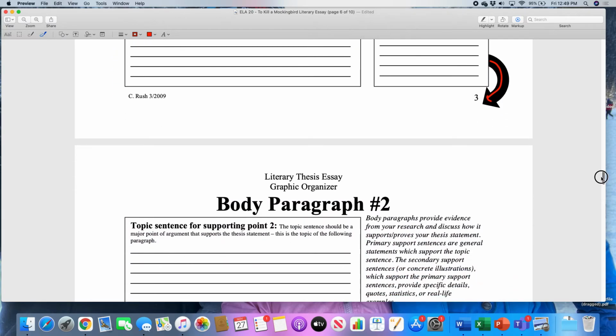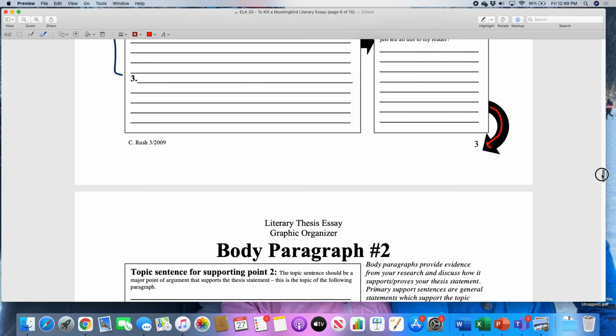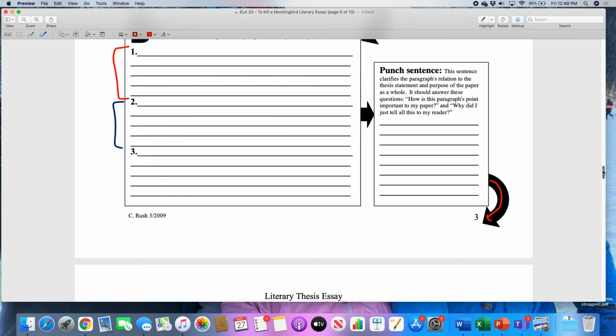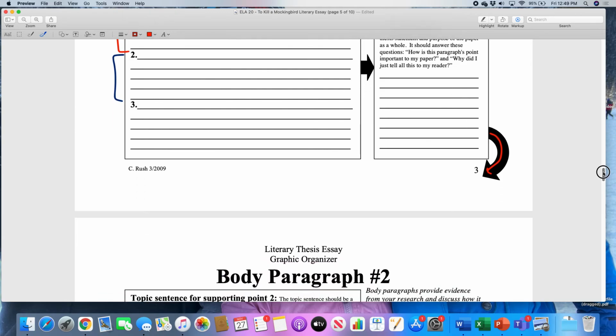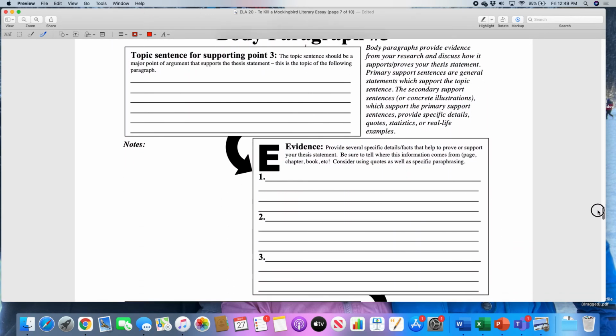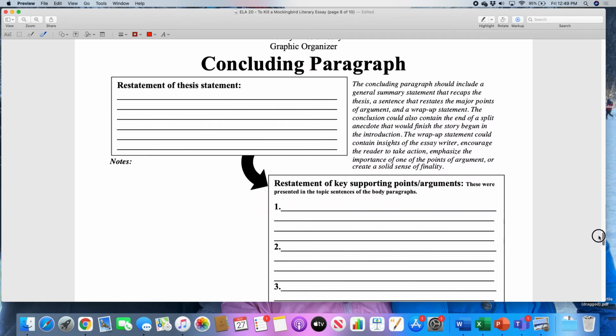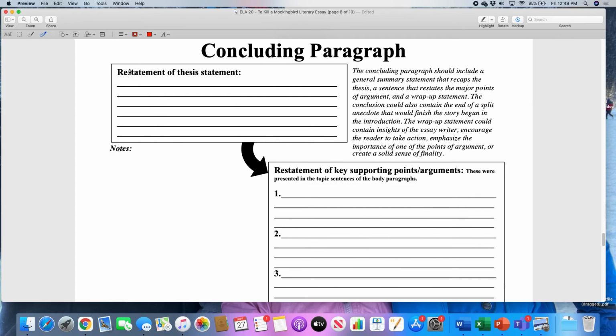Between paragraphs, you need to make sure that you have transitions. So, first, second, third, another, additionally, consequently, those kind of words that link your ideas together, but also cue the reader that you're moving from one major idea to the next. If we skip through to our concluding paragraph, it starts off with a restatement of the thesis. It doesn't repeat the thesis, but it restates it.